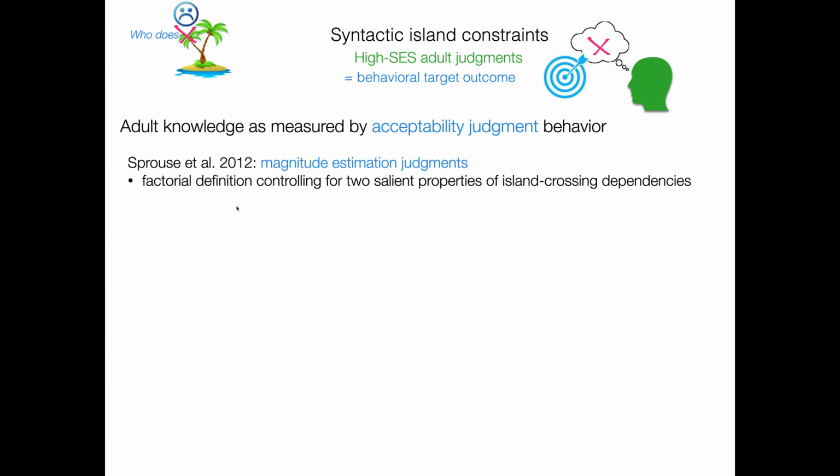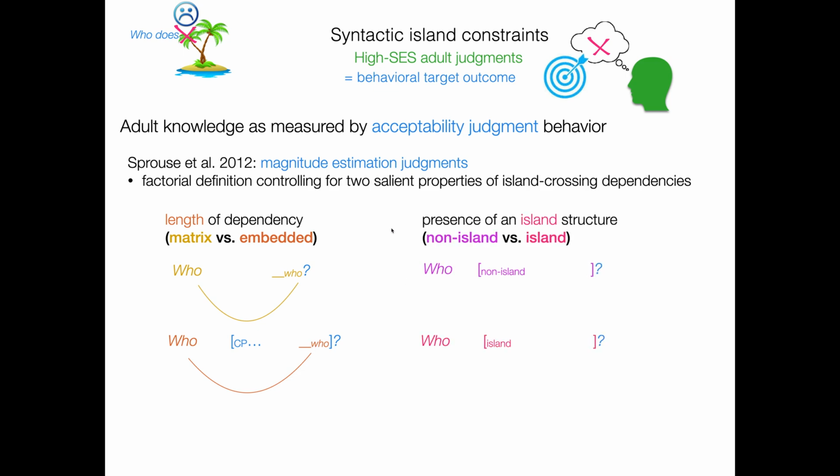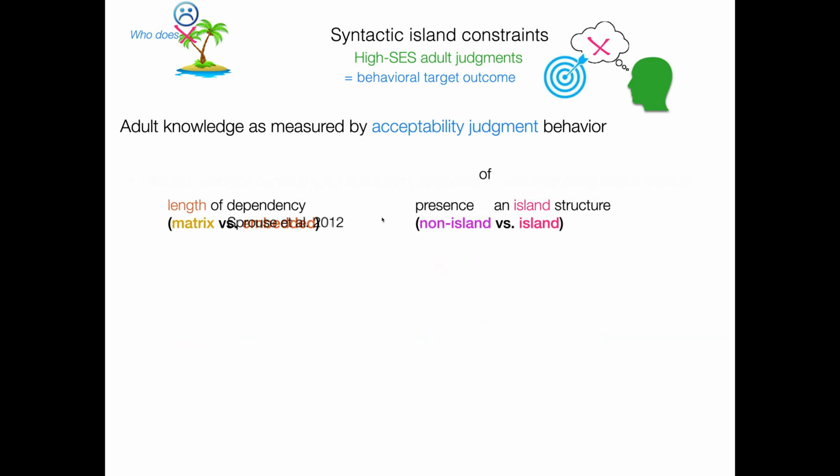And they set up a factorial definition that controlled for two salient properties of dependencies that cross islands. And one is the length of the dependency. Is it a matrix dependency or is it an embedded dependency where the gap is, and there's some sort of, say, tensed embedded clause that the gap is inside. And then there's the presence of an island structure versus not. Whether or not the dependency crosses, is it in the utterance or not? You can just have a structure that's not an island structure. You can have a structure that's an island structure. These are two separate pieces of island crossing dependencies that were separated out in this study.